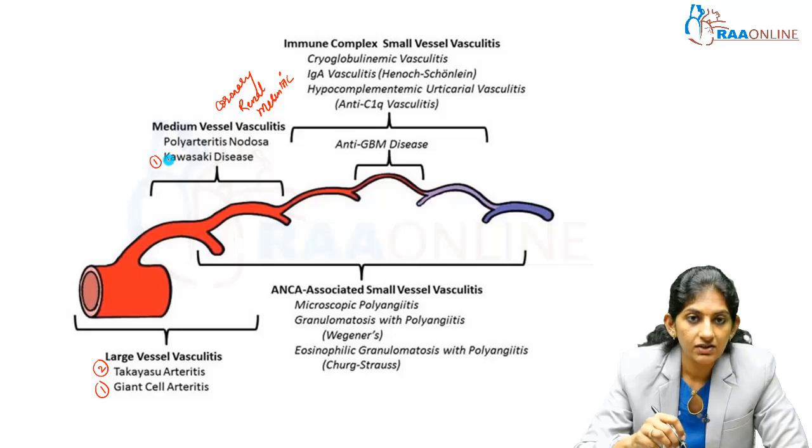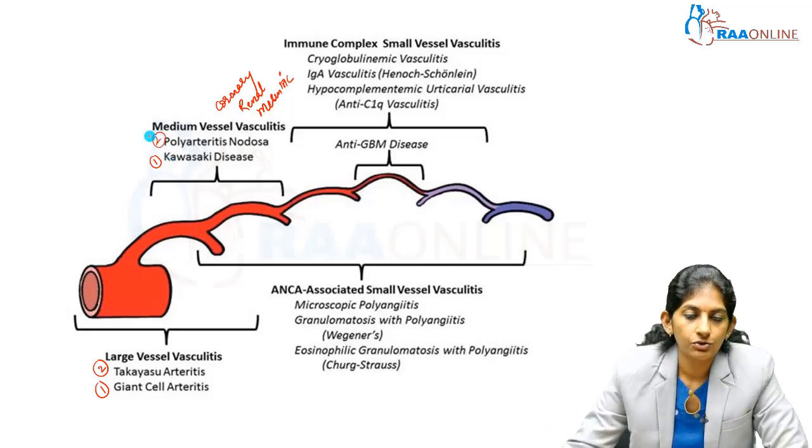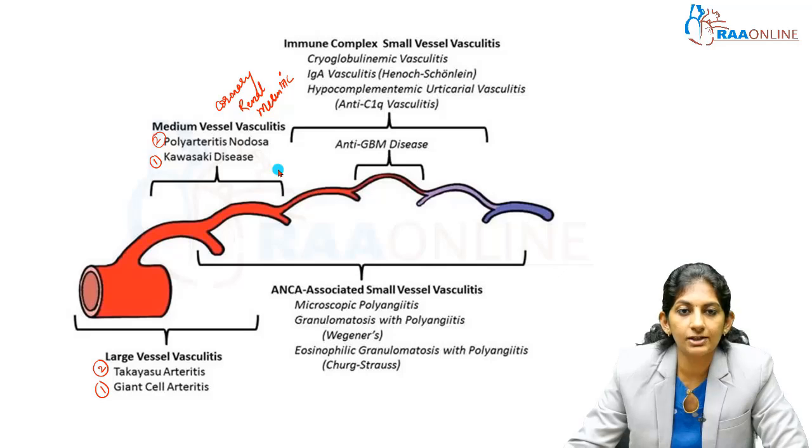Number 1 is Kawasaki disease and number 2 is polyarteritis nodosa. Kawasaki disease, the other name is infantile polyarteritis nodosa, infantile PAN. Though we don't use the term, it is still worth naming in the medium vessel vasculitis; Kawasaki disease was otherwise known as infantile PAN.